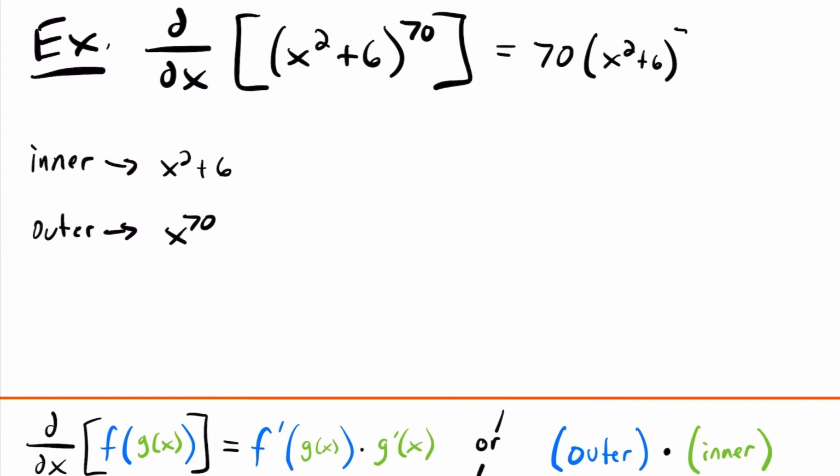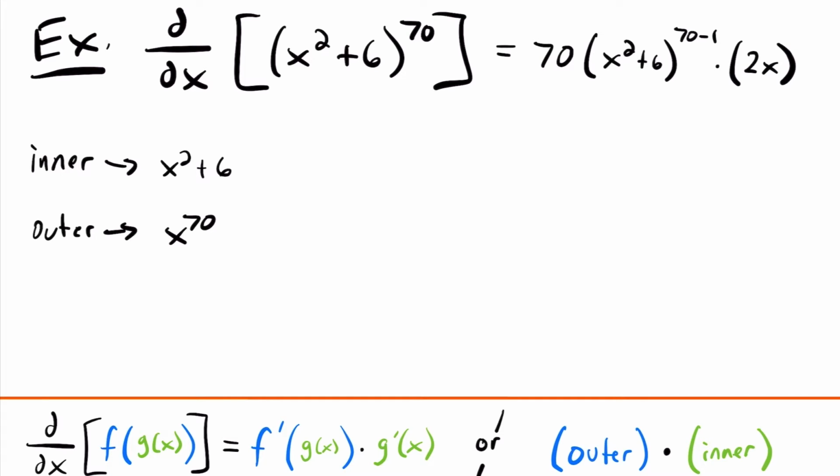And then we're going to subtract 1 from our exponent as we normally do when we take the derivative with the power rule. And then our next step is to multiply by the derivative of our inside function, right? And so our inside function is x squared plus 6. And so what would be the derivative of x squared plus 6? Well, that is going to be just 2x plus 0, right? The derivative of x squared would be 2x, and the derivative of 6 would be 0. So we'd have 2x plus 0, and that would just be 2x.